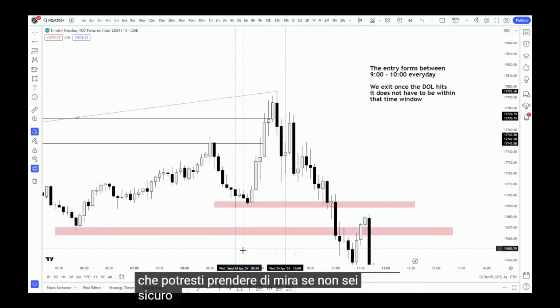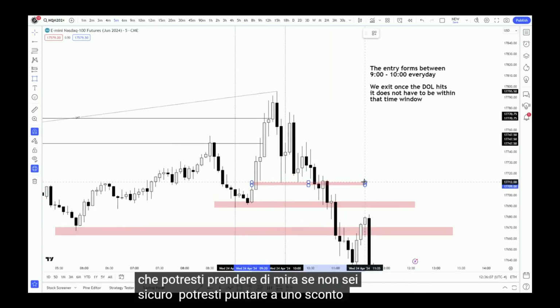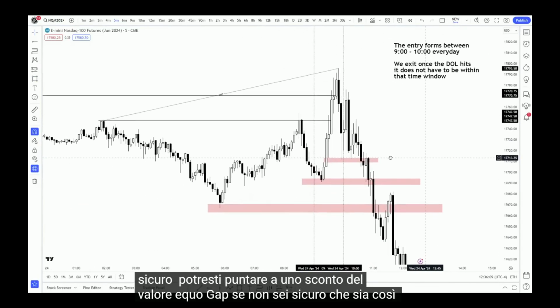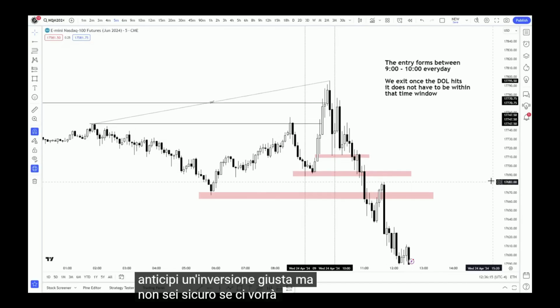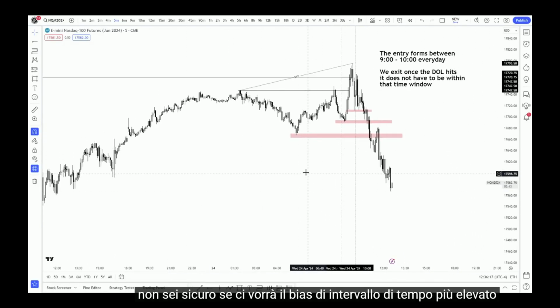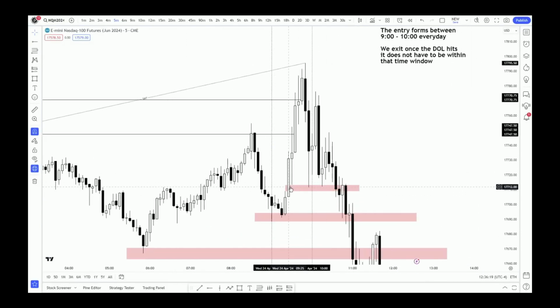If you are not sure, you could target a discount fair value gap. If you think it's going to be bearish, okay, it reaches a key level where you anticipate a reversal, right? But you're not positive if the higher time frame bias will take us all the way lower, you could exit on a discount fair value gap.